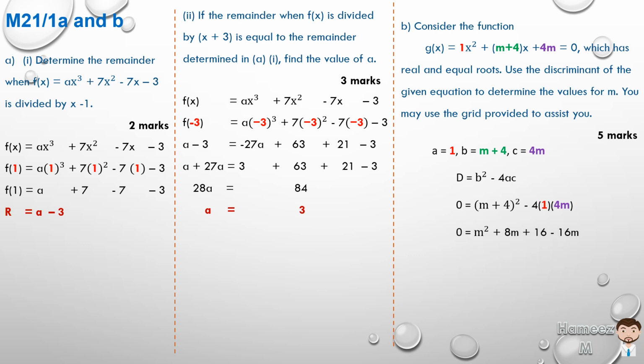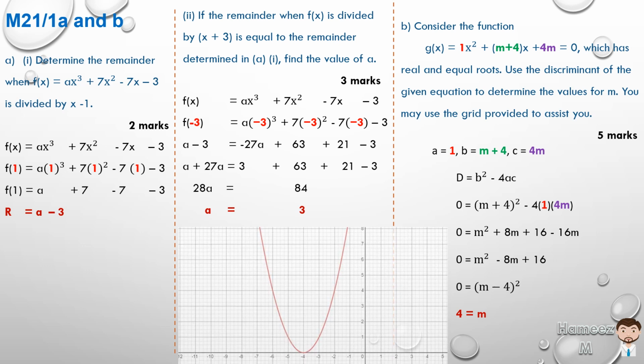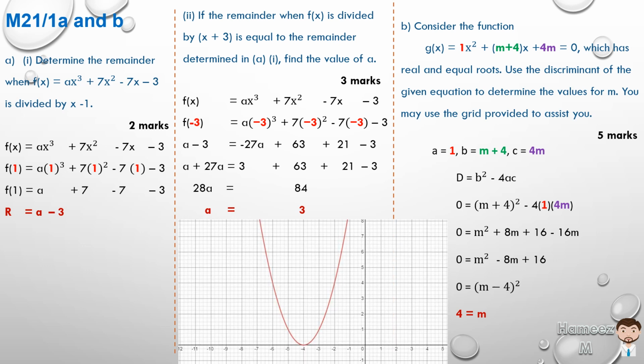0 is equal to m squared plus 8m plus 16. Minus 4 by 4 is minus 16m. So that gives us 0 is equal to m squared minus 8m plus 16. And we can factorize, so you're going to get 0 is equal to (m minus 4) all squared. So m is equal to 4. So if we bring up a little sketch to show you this quadratic, we know a is positive, so it's a U-shaped graph, and it's cutting at minus 4.